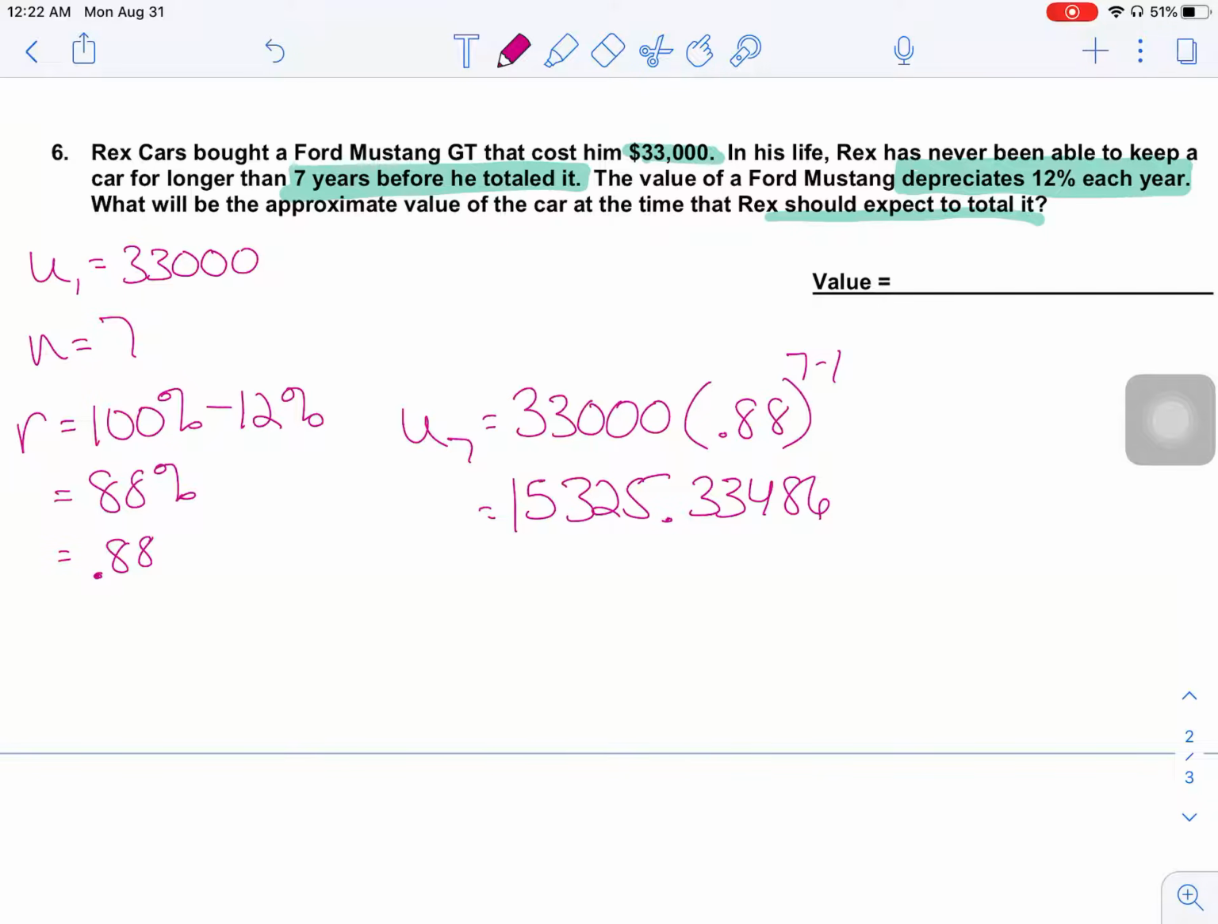325.33486. So this is what my calculator is displaying right now. It's the value of a car. Again, we're talking dollars and cents, so the value is going to be $15,325.33, right? And 33 cents.